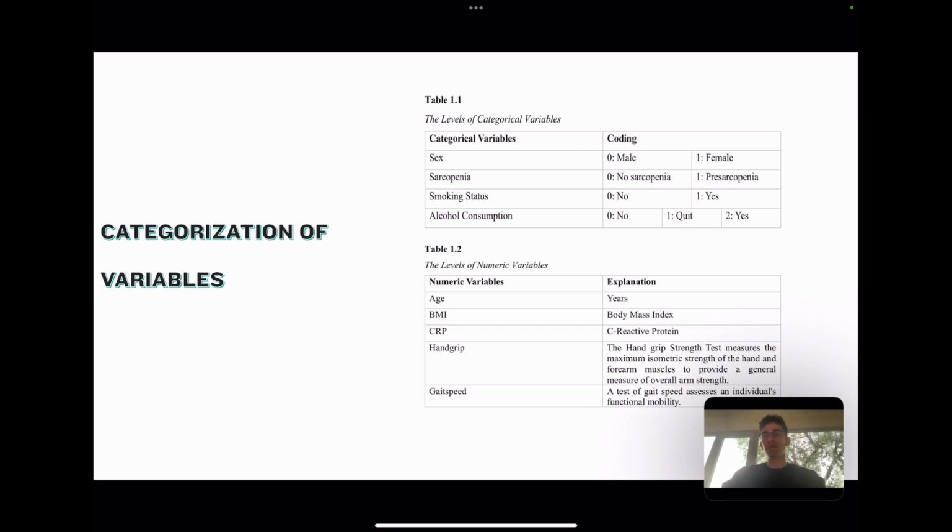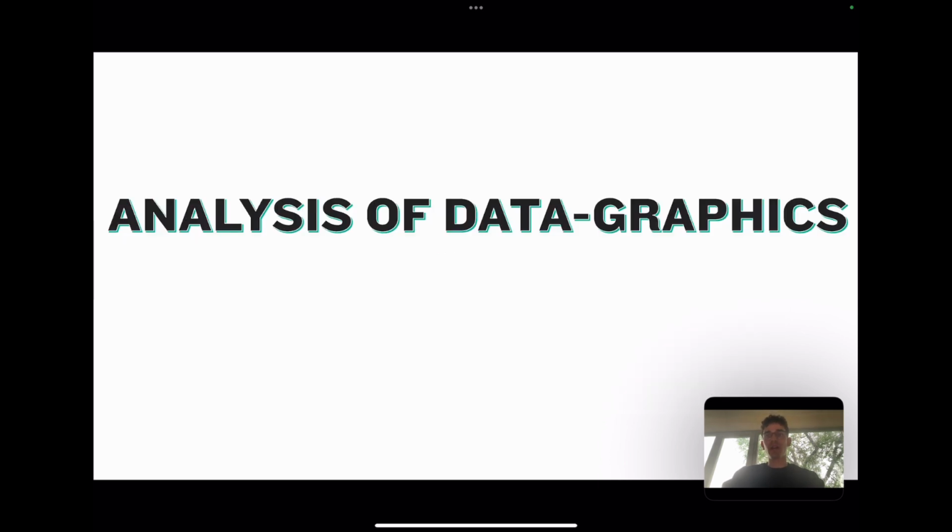In our data analysis, we categorized the variables into two main types. First, we had categorical variables like sex, sarcopenia status, smoking status, and alcohol consumption. These variables describe groups or categories. Second, we had numeric variables like age, BMI, CRP levels, hand grip strength, and gait speed. These variables have numerical values that can be averaged and analyzed statistically.